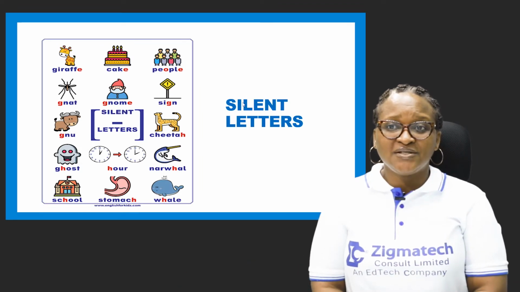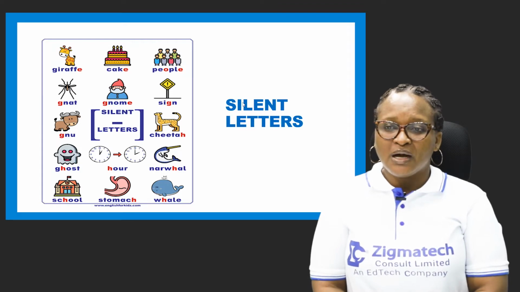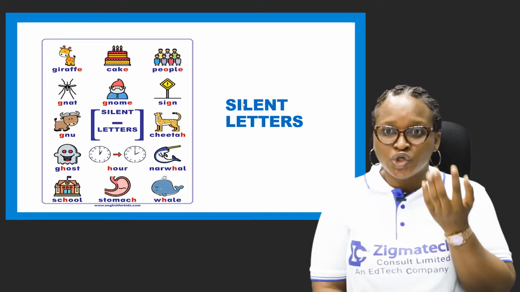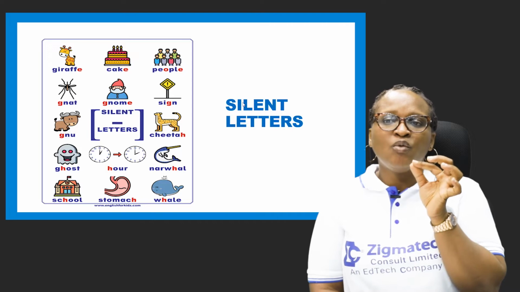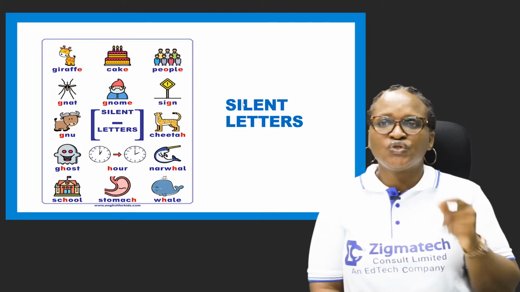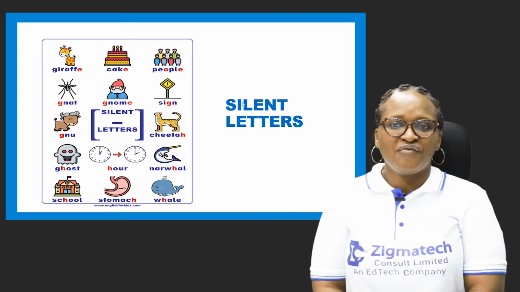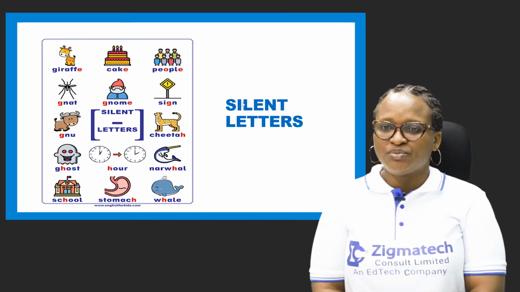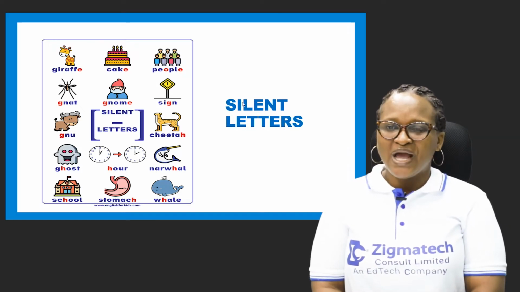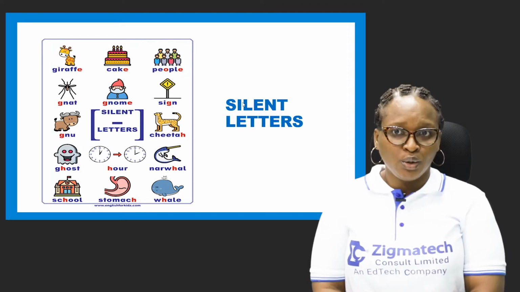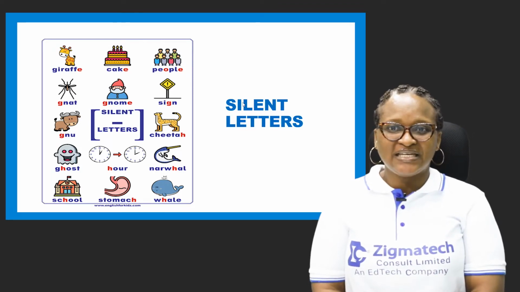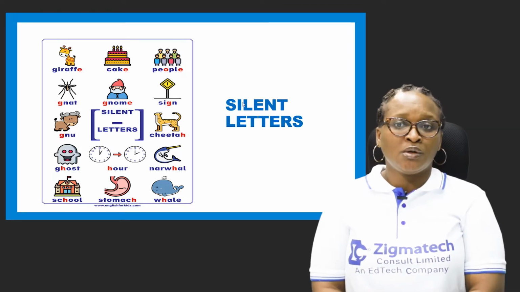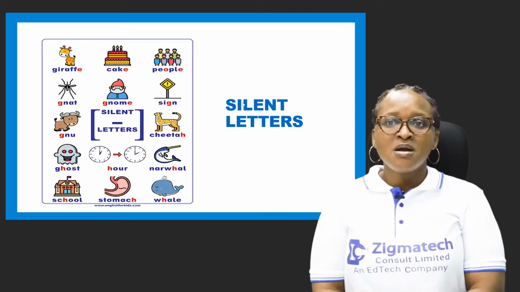Now the letters with the red ink are the silent letters. I will try pronouncing the words, and you will see that I will not pronounce those letters. Now the first one says giraffe. Giraffe. It has the letter E, but the E is not pronounced. Cake. We have letter E, but it's not pronounced. People. Gnat, G-N-A-T, a type of animal. Ant is gnat, not g-nat. So you see that the G is as well not pronounced. Gnome.